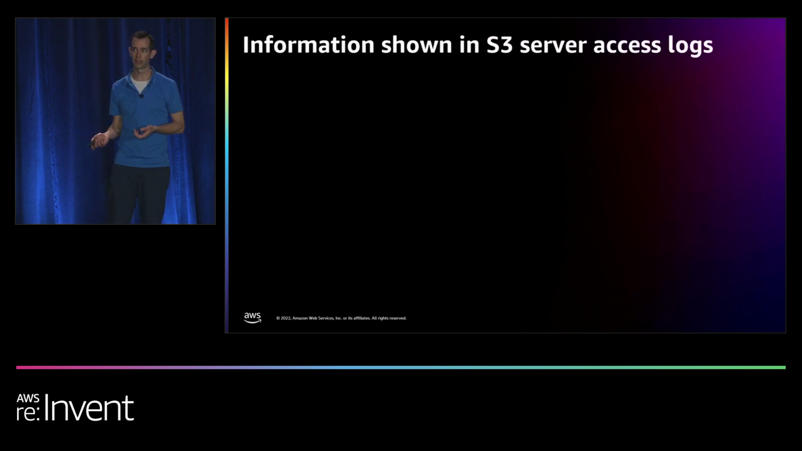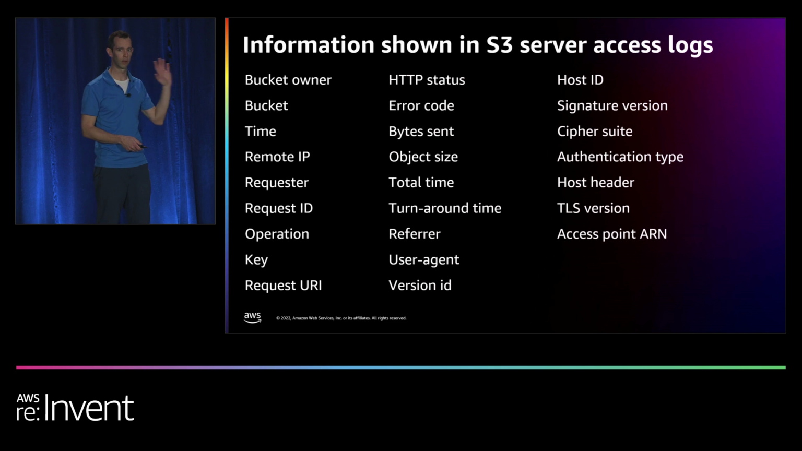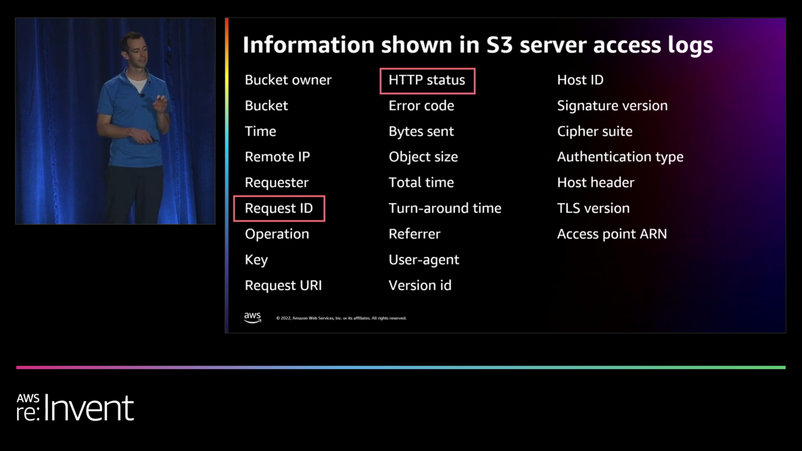On the server access log side, once again, rich data available. And a few I want to highlight in particular. Request ID is unique for all the requests to S3. They're making millions of them, billions of them, trillions of them. You'll have a unique request ID. So if somebody has an issue with a particular request, wants to dive into it, run a query, find that request ID in your logs, dive in further. HTTP status and error code. So querying by both of those.